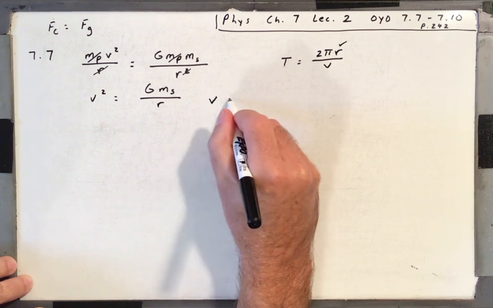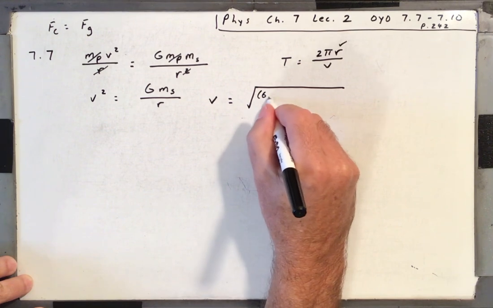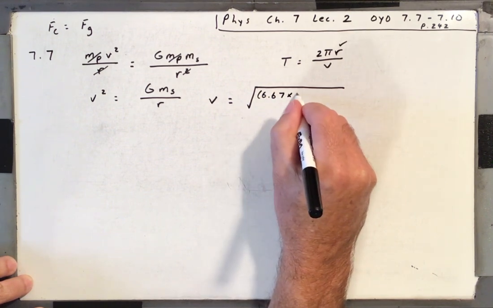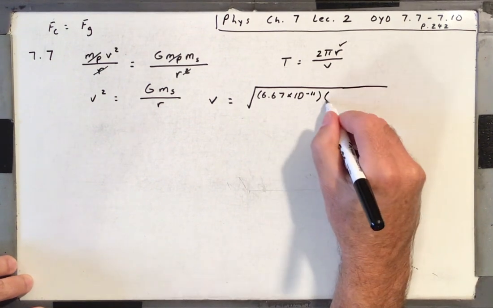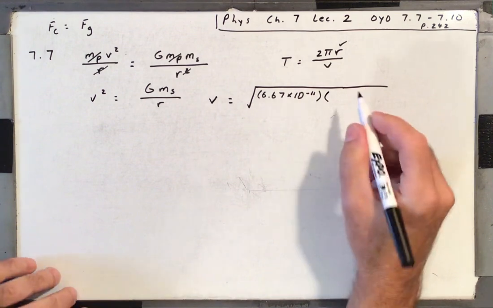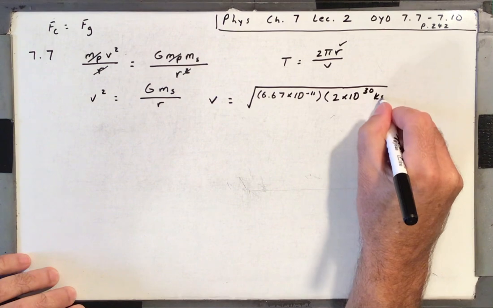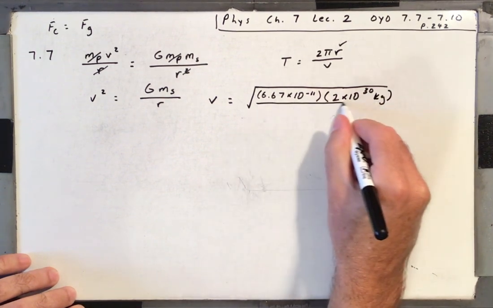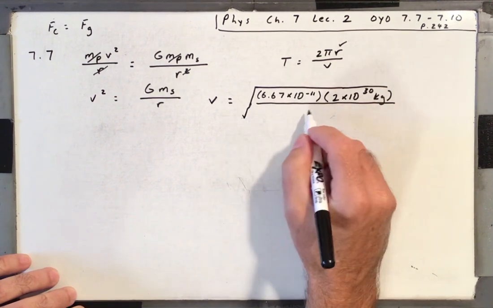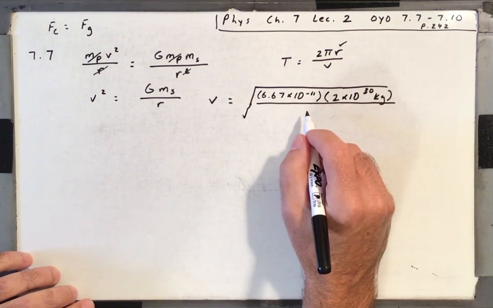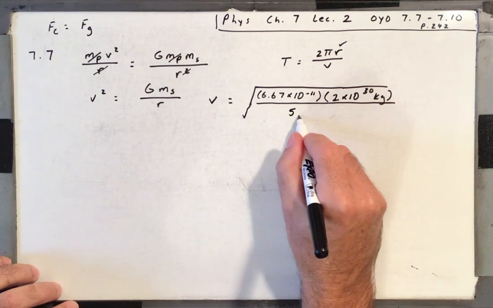Okay, so solving for v, that's going to be the square root of G, 6.67 times 10 to the minus 11, times the mass of the Sun, which is given in the problem, 2 times 10 to the 30th kilograms, all over the radius, which for Pluto, of course, is really far out, so it's got a big radius, 5.9 times 10 to the 12th meters.